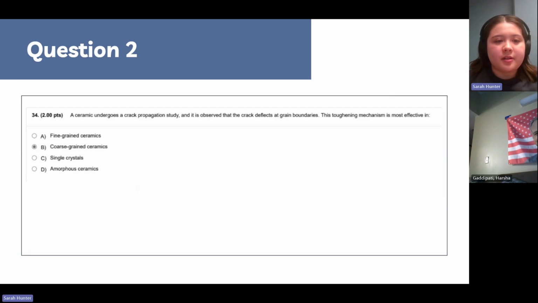So it says a ceramic undergoes a crack propagation study and it was observed that the crack deflects at the grain boundaries. It's asking what this toughening mechanism is most effective in.